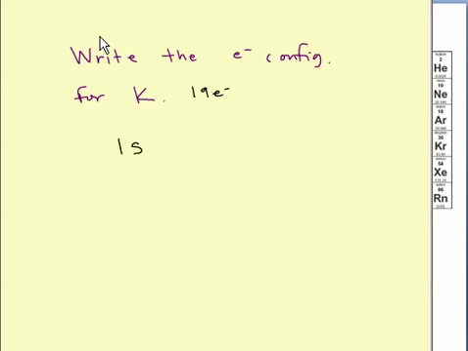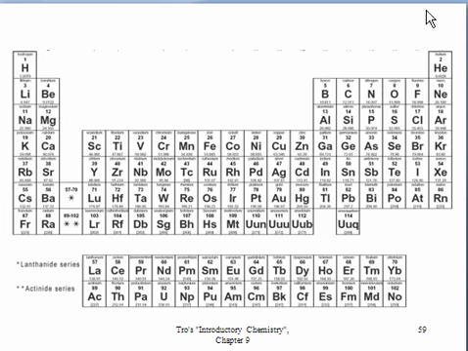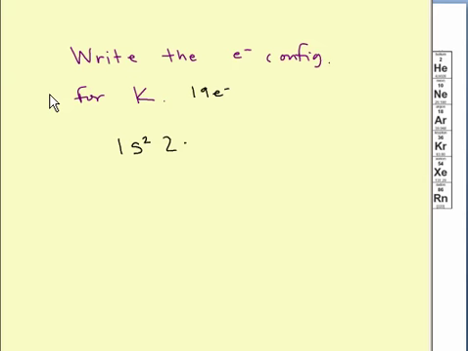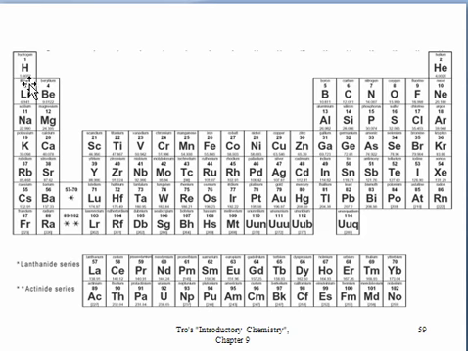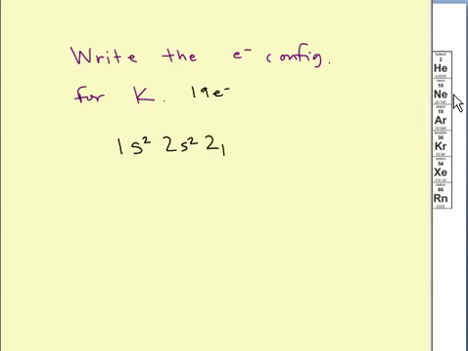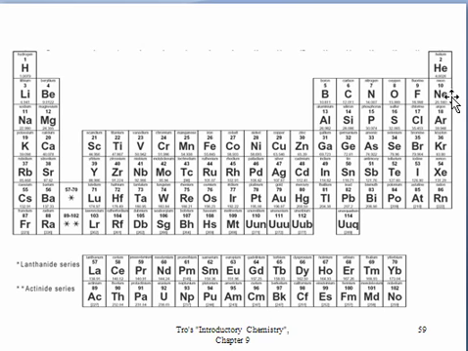So 1s2. So that takes us here. We're done with the first energy level, then we go to the second. Here is our S block, and 2 electrons maximum can fit in the S, 1, 2. Okay, so we've taken care of 4 electrons now. Let's keep on going. This is the P block, and 1, 2, 3, 4, 5, 6. 2p6. All right, we're done with the second energy level.